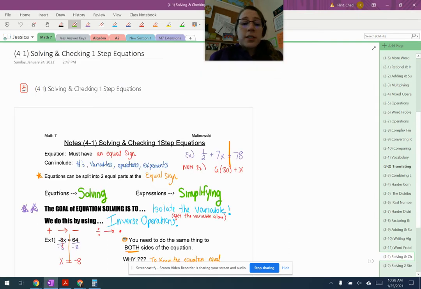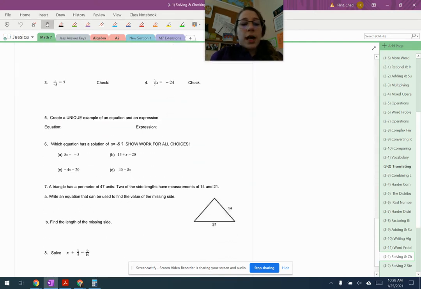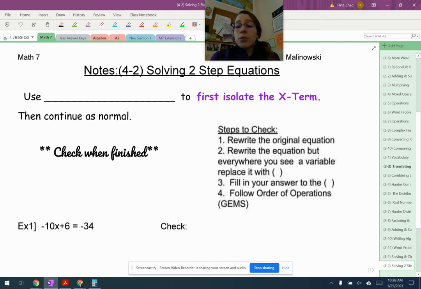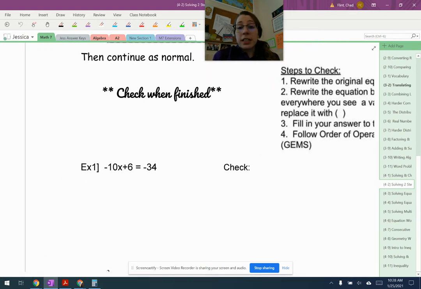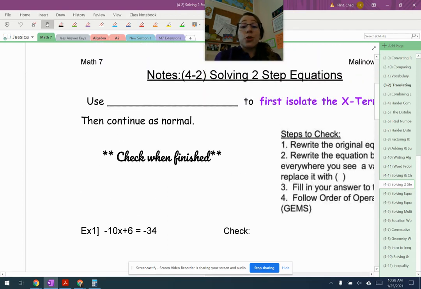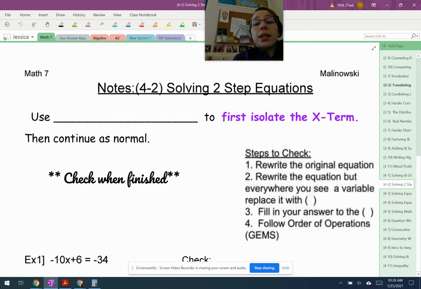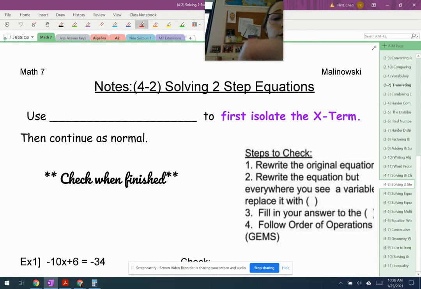So you'll notice in the first lesson, every single equation that you looked at had only one thing preventing the variable from being by itself, hence one-step equations. In these next problems that we're going to look at, you'll notice that our first example here has two things that are preventing the x from being alone. There's a -10 and a +6 that we need to deal with. So two things preventing the variable from being alone, meaning you're going to have to take at least 2 steps to solve it. So we're still going to use our inverse operations.